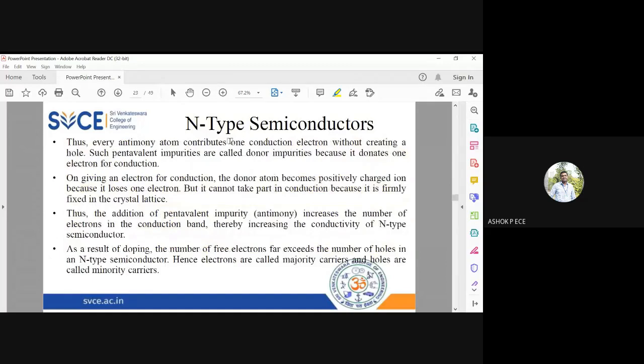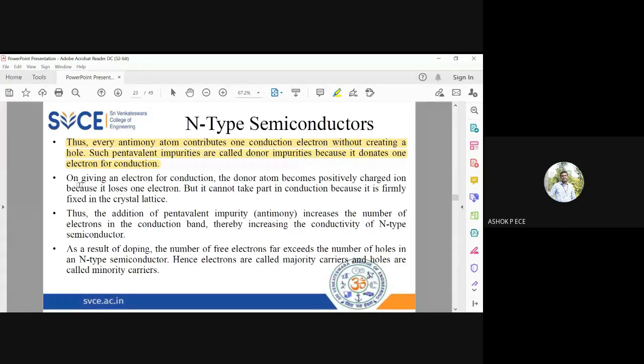So see here, each antimony atom contributes 1 excess electron without creating a hole, because out of 5 electrons, only 4 electrons are bonded. 1 electron is in excess. So this antimony is donating 1 excess electron to the semiconductor. Since it is donating, this impurity is called a donor impurity, because it donates 1 electron for conduction. So this pentavalent impurity, whatever we add, is called a donor impurity.